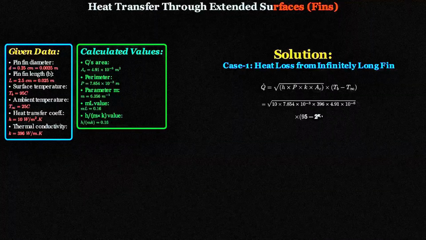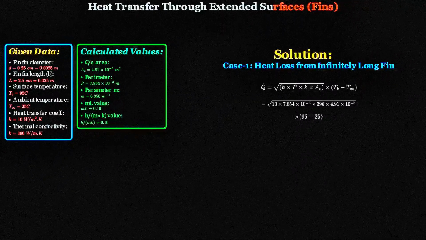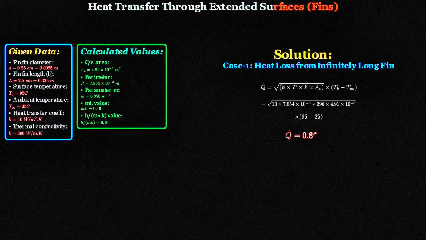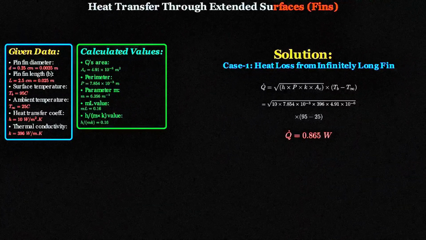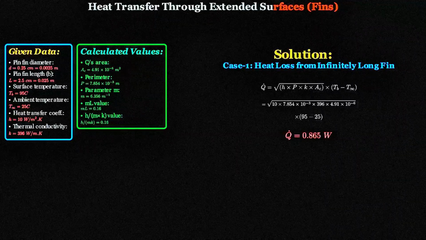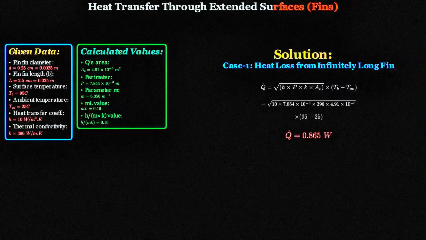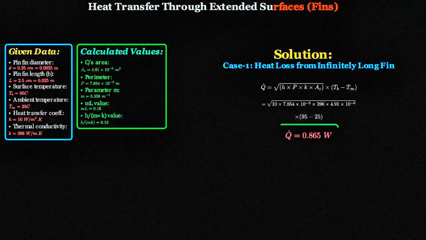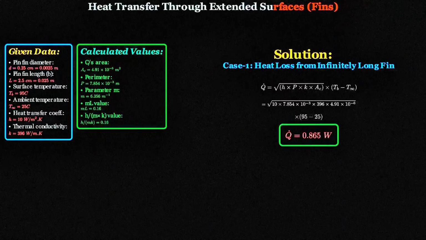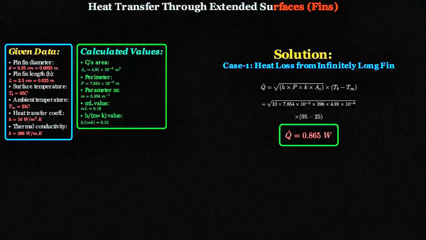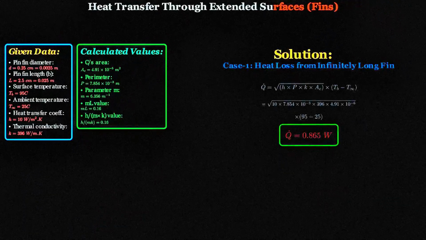Substituting our values, q dot equals the square root of 10 times 7.854 times 10 to the negative 3 times 396 times 4.91 times 10 to the negative 6. This entire term is multiplied by the temperature difference, 95 minus 25. Evaluating this expression, q dot equals 0.865 watts. This is our answer for part A. For an infinitely long fin, the heat loss would be 0.865 watts.